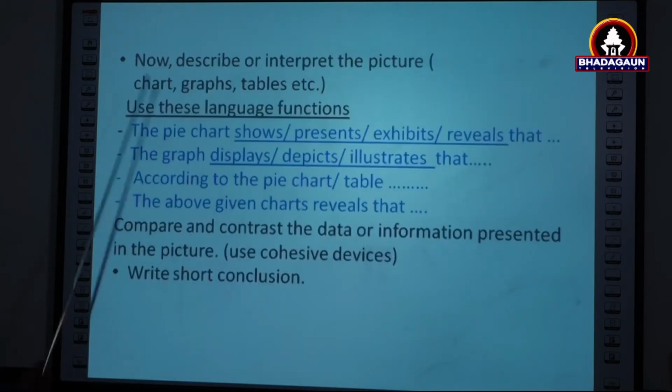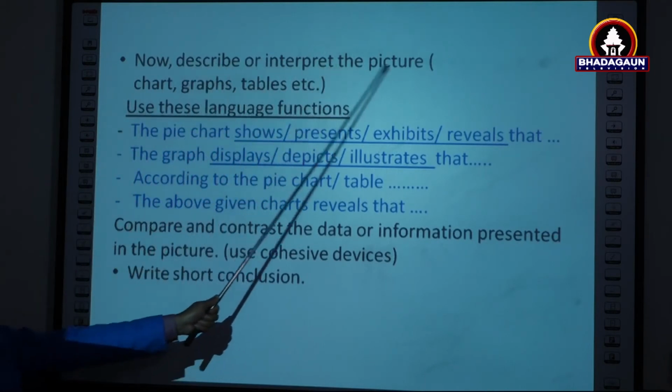So now the second one: describe or interpret the picture. Now you have your duty, the second paragraph. First paragraph we just wrote 2 or 3 lines, just an introduction, what we see on the surface. Now we are moving into the detail. What we see, we have to present each and every aspect in detail.